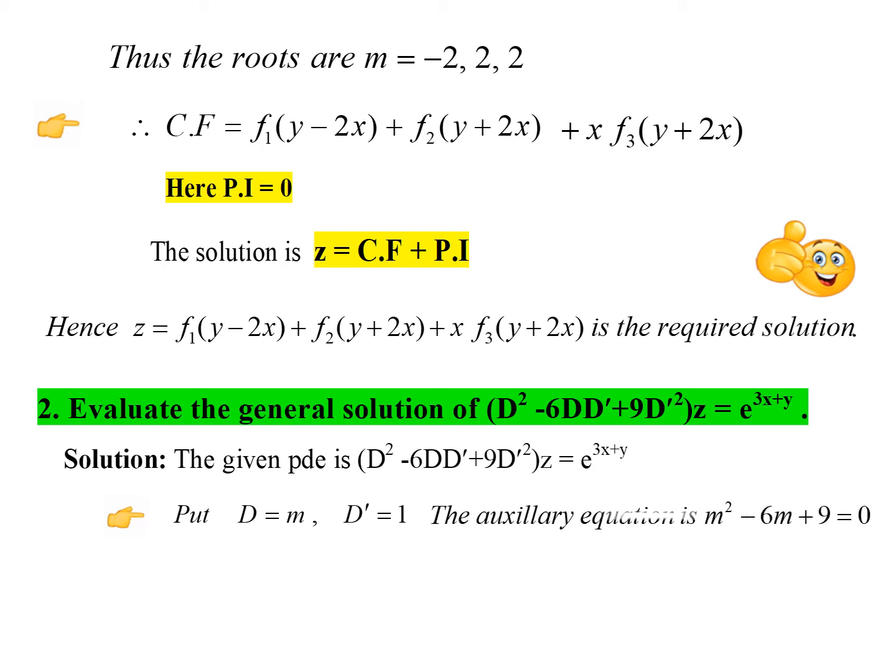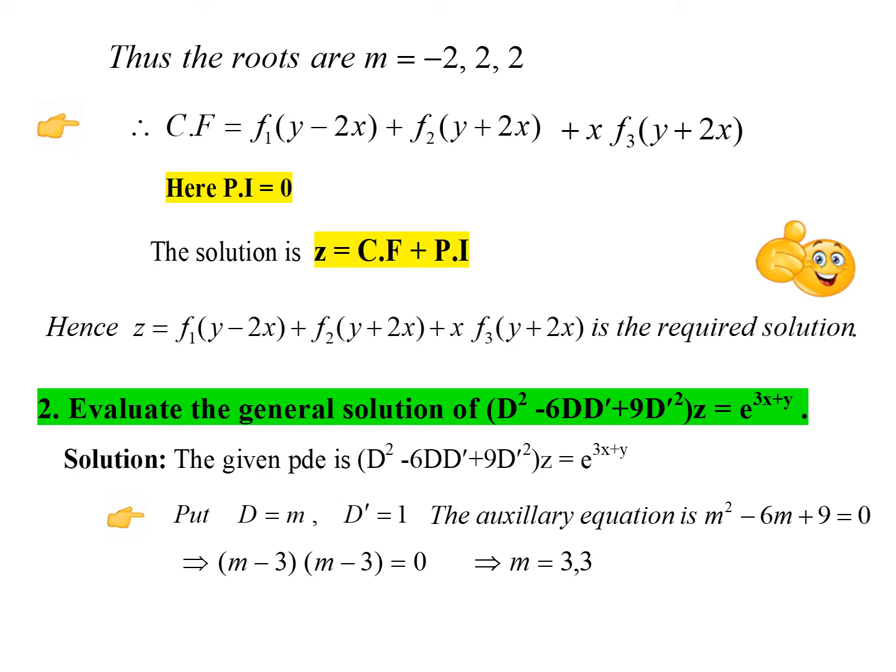So that equation becomes m squared minus 6m plus 9 equal to 0. This is known as the auxiliary equation. And now you have to find the roots of this auxiliary equation. You will have two roots. The roots are m equal to 3, 3.